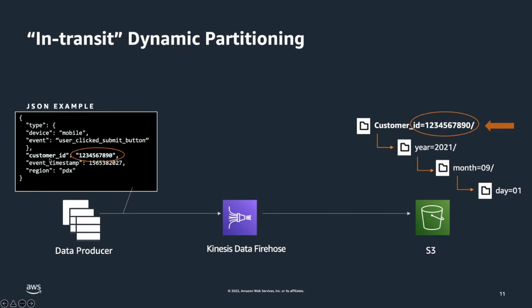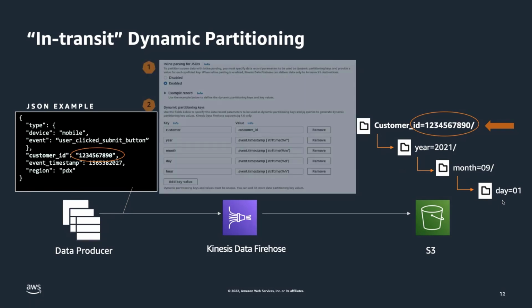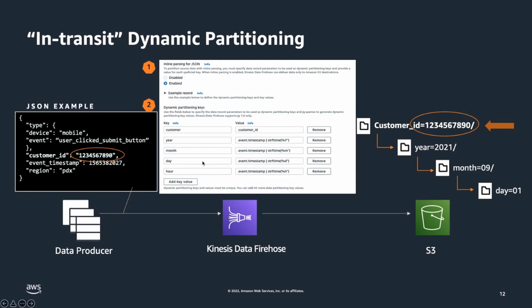So let's say I choose customer ID as my key, and that value will be the name of the prefix of the folder. Under that, maybe I want to categorize the data based on the date, like year, month, and day. So Firehose can allow you to do that with just a few clicks. This is a screenshot from Firehose.